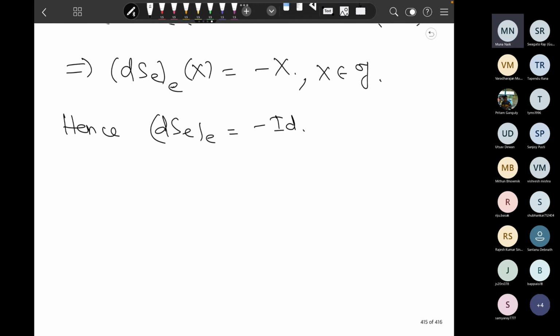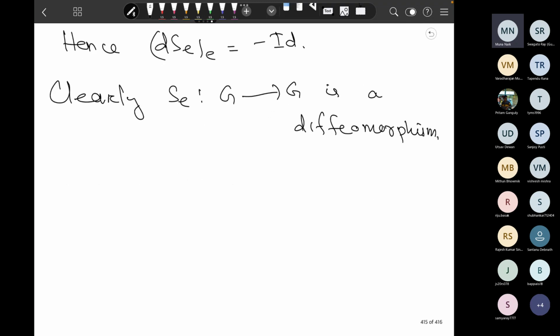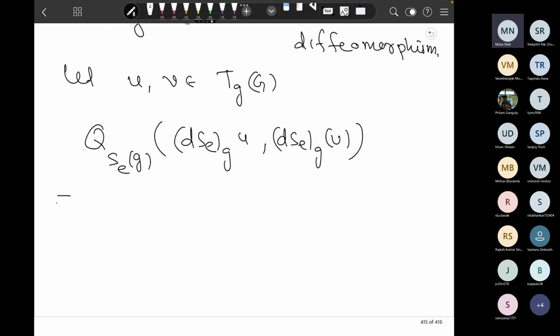Okay. So clearly, S_e from G to G is a diffeomorphism, because I have to really only show that this S_e is an isometry. So to show that, let u, v belong to T_gG. Now, this is Q of S_e(g), dS_e(g)(u), dS_e(g)(v).